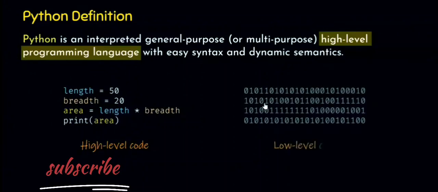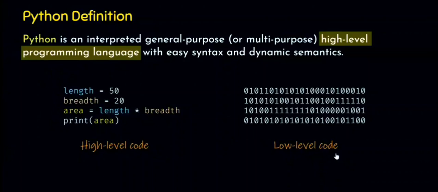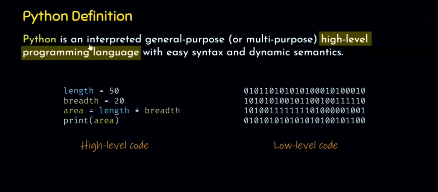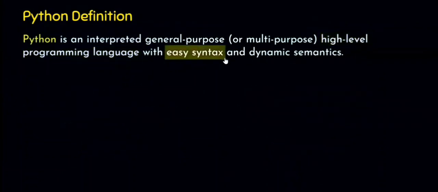On the other hand, this code is not well understood by us, but machines can understand this code very well. This is a low-level code. You can clearly see the difference between a high-level and a low-level code. And now I hope it is clear to you what is the meaning of high-level programming language. Up to now we have discussed what is the meaning of interpreted, general purpose and high-level. Now we are ready to understand the meaning of easy syntax. Python has a very easy syntax if we compare it with any other programming language like C, C++, Java, etc.